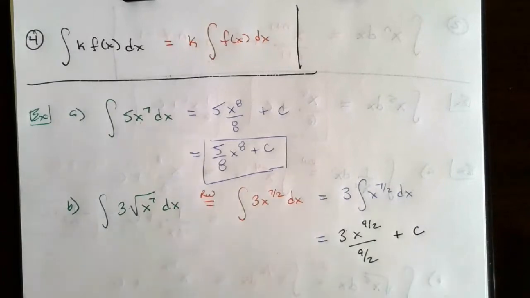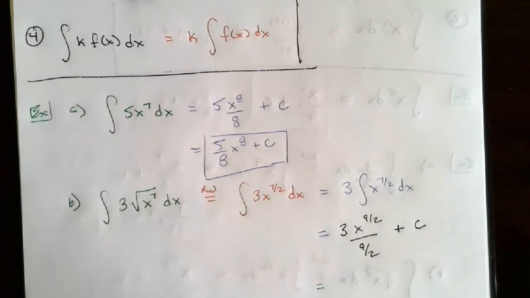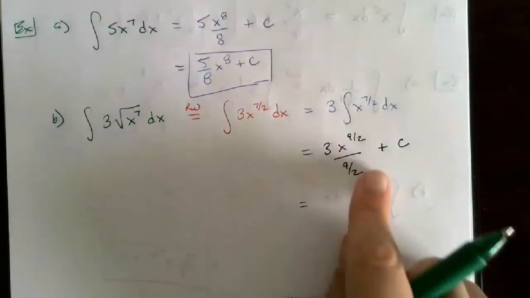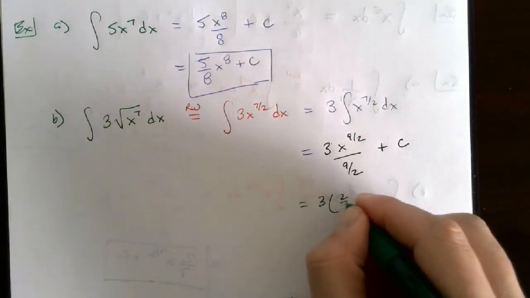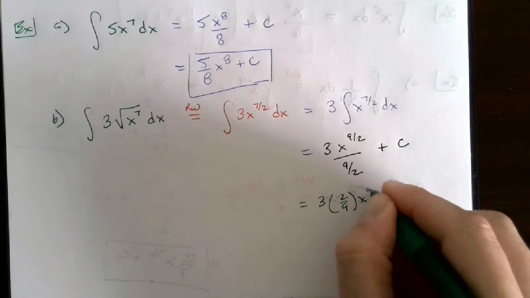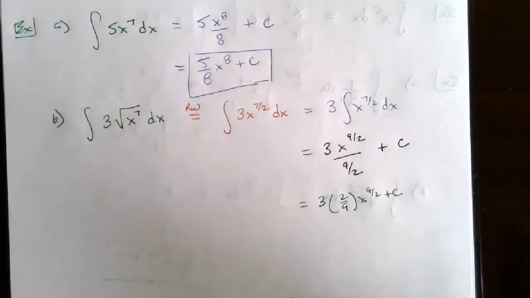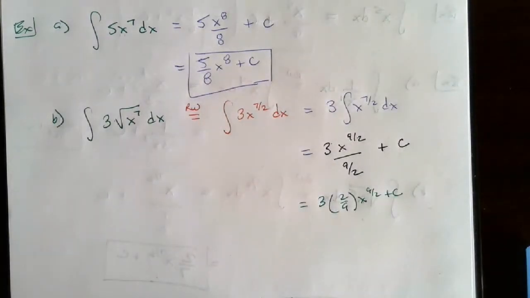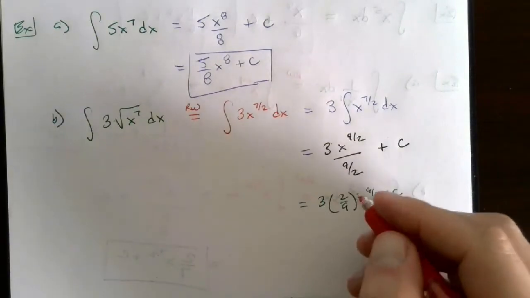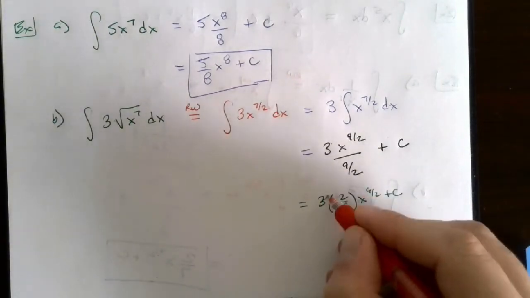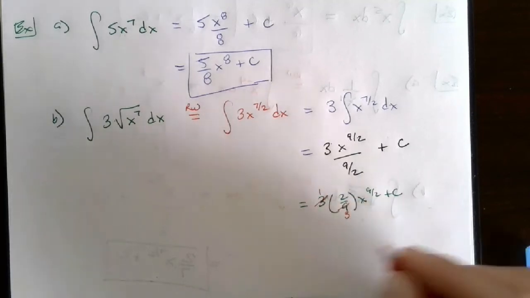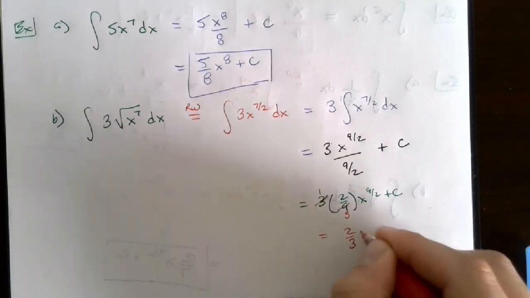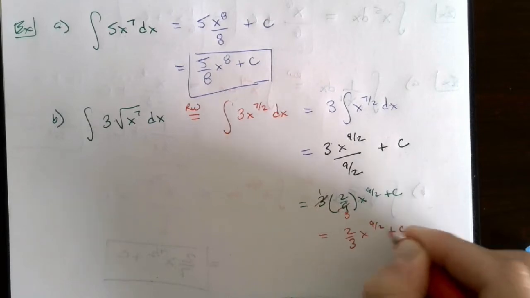And then we're going to rewrite this. Remember, when you divide by a fraction, you multiply by the reciprocal. So it's really like 3 times 2/9 x to the 9 halves plus c. And then making sure that you do reduce this. The 3 and the 9 cancel out, right? This would be canceled to a 1 over 3. So I end up with 2/3 x to the 9 halves plus c.